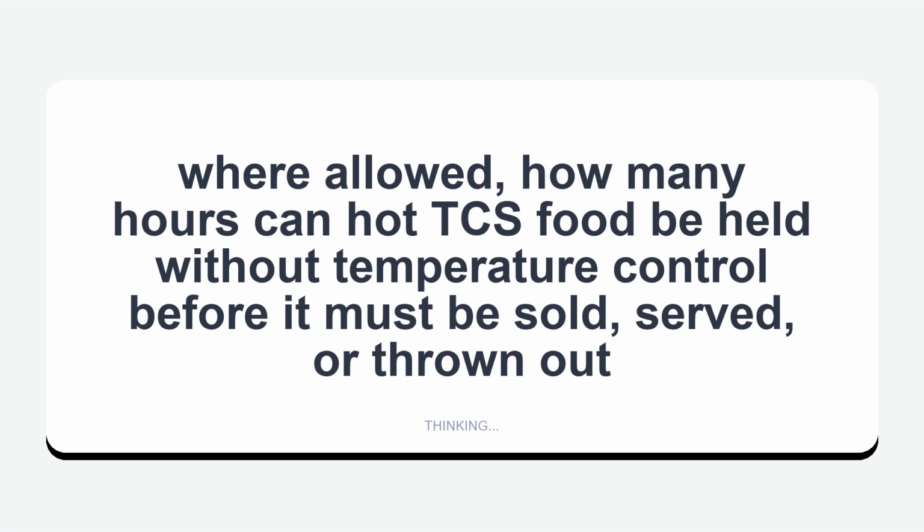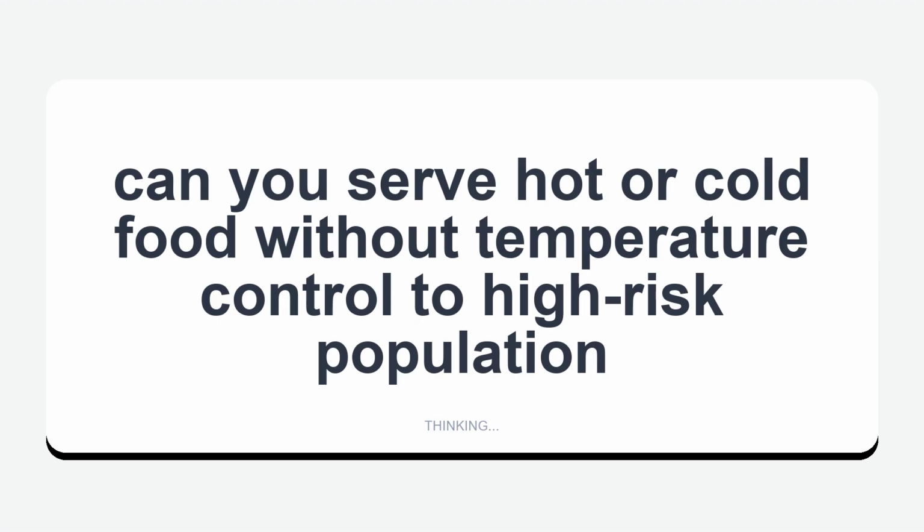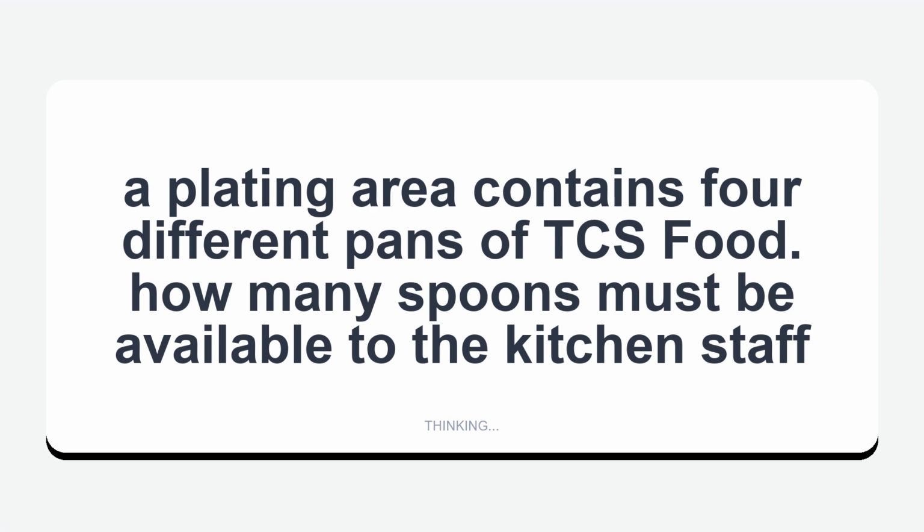Where allowed, how many hours can hot TCS food be held without temperature control before it must be sold, served, or thrown out? 4 hours. Can you serve hot or cold food without temperature control to high-risk population? No. A plating area contains 4 different pans of TCS food. How many spoons must be available to the kitchen staff? 4.